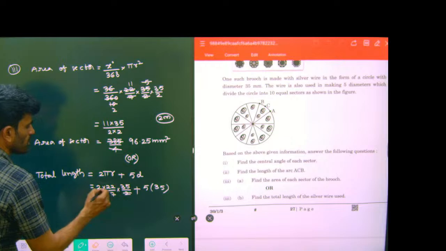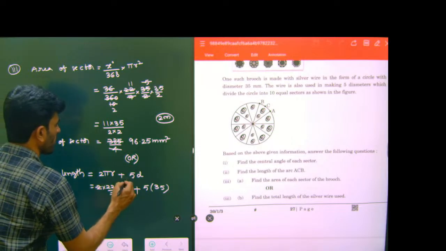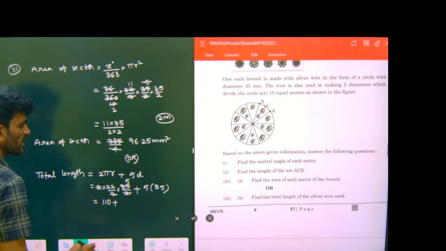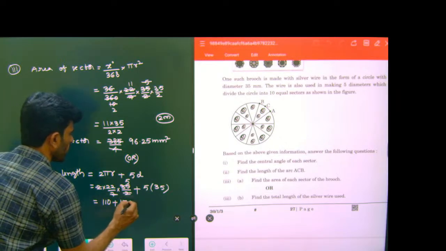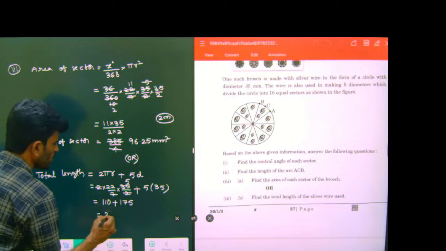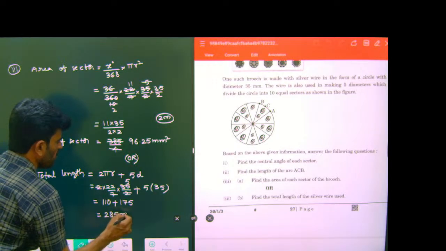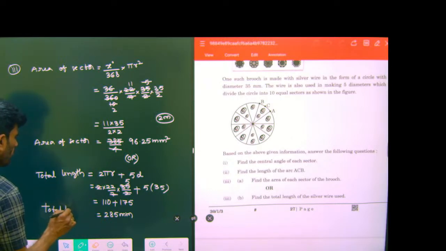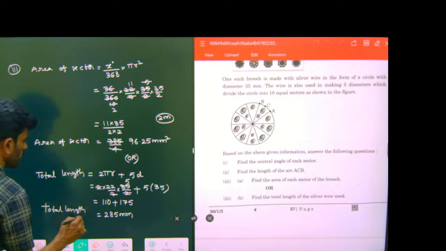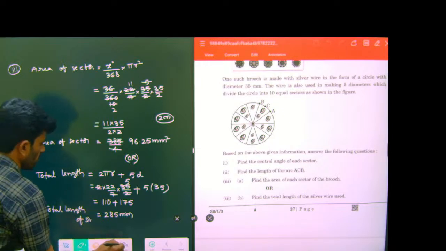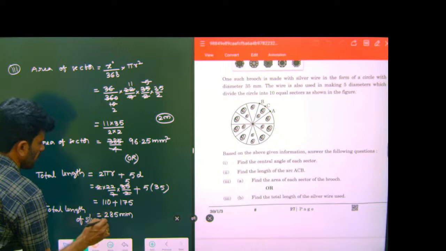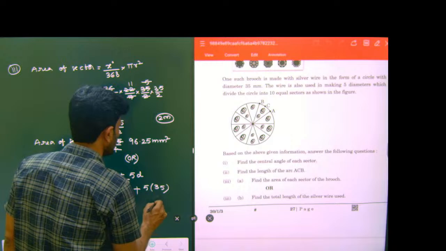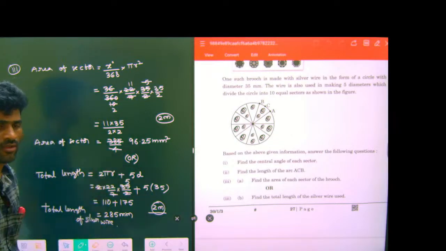So here what happens? 2 cancels. 7 ones are 7, 7 fives are 35. So what is it? 22 into 5 is 110, plus 5 into 35 is 175. 110 plus 175 is 285 millimeters. This is the total length of silver wire. So if you do like this, either this one or this one, any one, you will get 2 marks, and previously it was 1 mark and 1 mark.